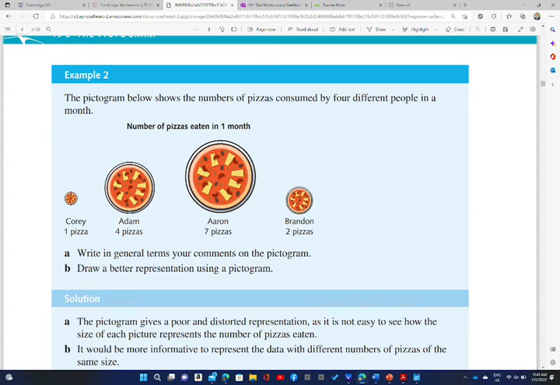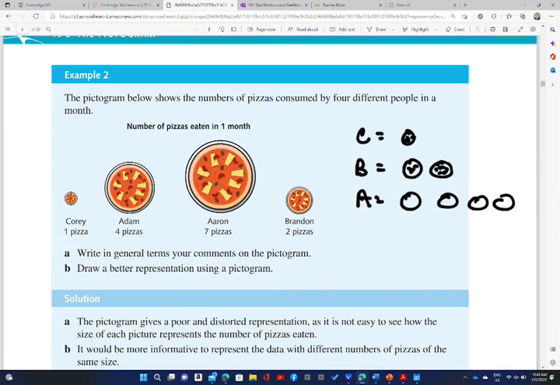So what we would do then, instead of that, we could simply say that Corey had 1 pizza, and you could draw a better pizza than me. Brandon had 2. You don't have to put them in order, but it doesn't hurt, right? So you're just drawing the same picture for all of them. So Adam had 4, and Aaron had 7. Right? But they should be all the same size and all the same drawing for all of them. Okay?